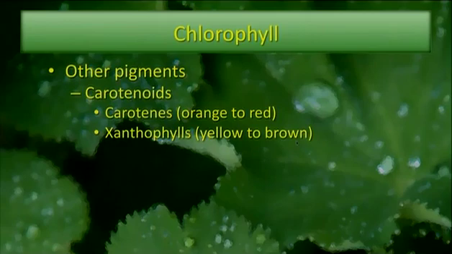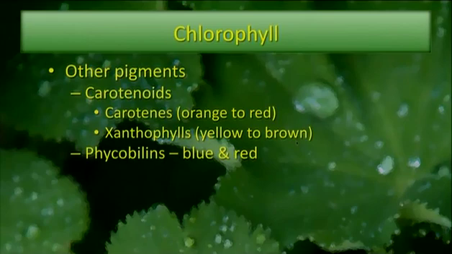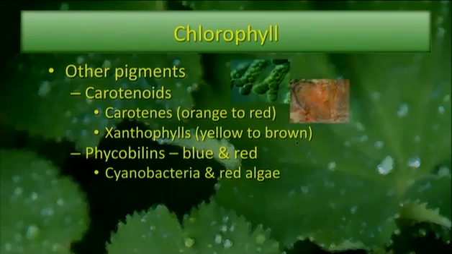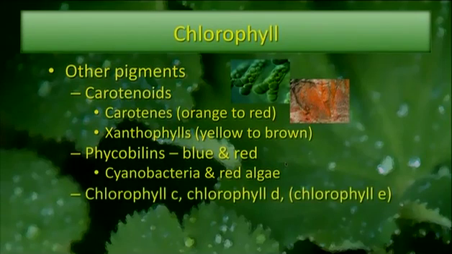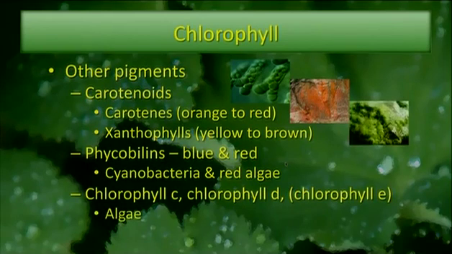Other pigments include phycobilins, which are bluish and reddish in color. They occur in the cyanobacteria and in the red algae. Here's a cyanobacterium and a red alga. Also in algae, there may be chlorophyll C, chlorophyll D, and maybe chlorophyll E.